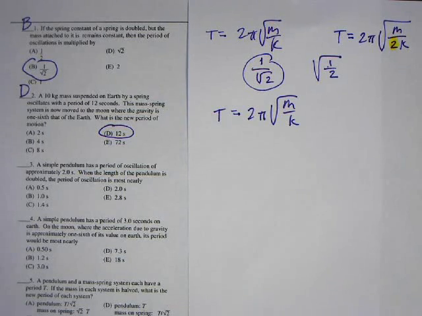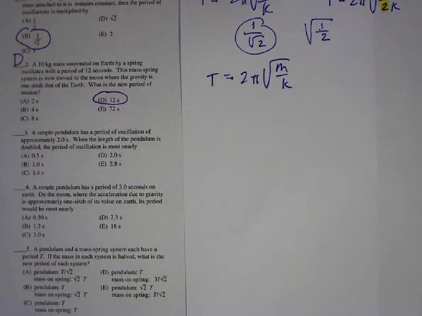If you're not sure, write down the equation and look at it, that would help you to visualize that. Number 3, a simple pendulum has a period of oscillation of approximately 2 seconds. When the length of the pendulum is doubled, what happens to the period?